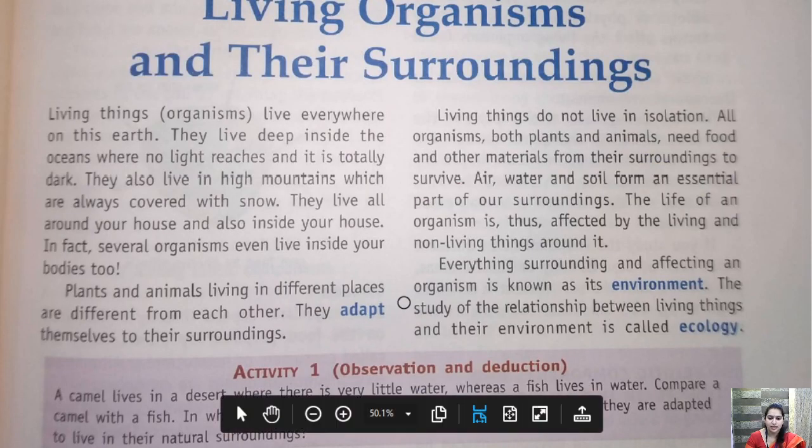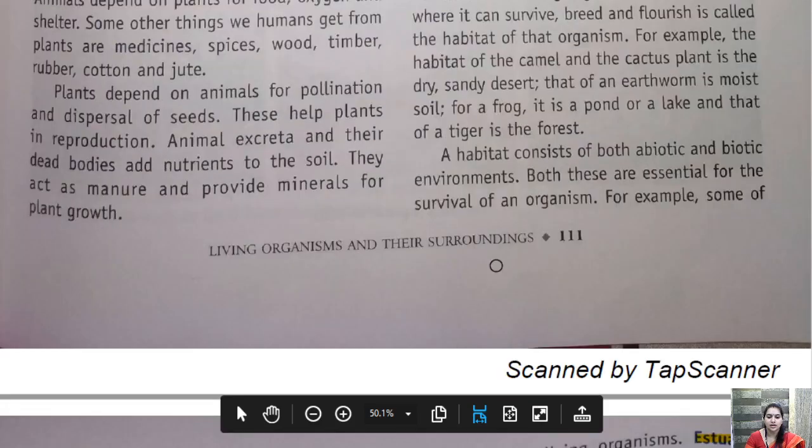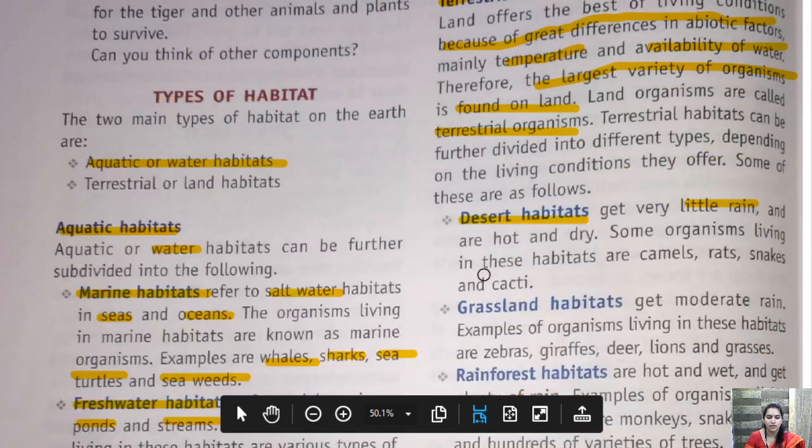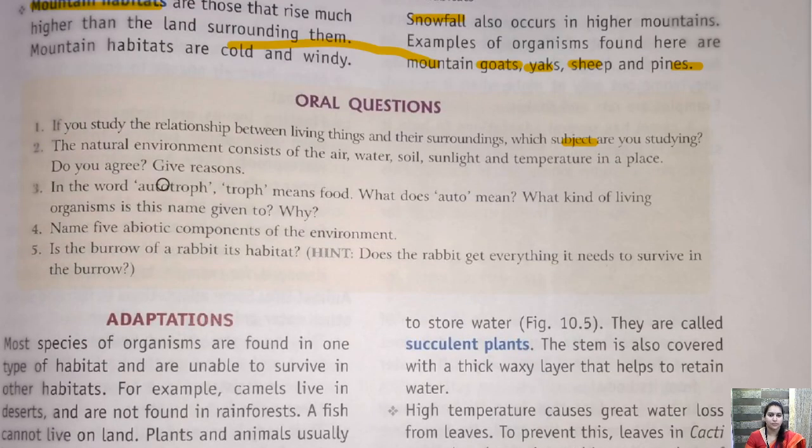See, the study of relationship between living things and their environment is called ecology. So what is the answer? Answer is ecology. Write it down, ecology. Done. Next question.